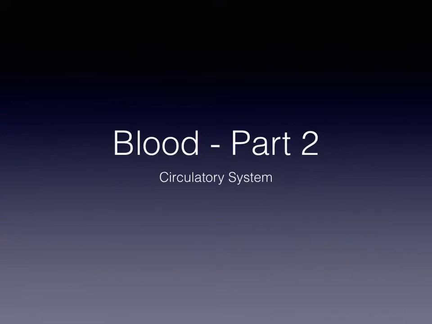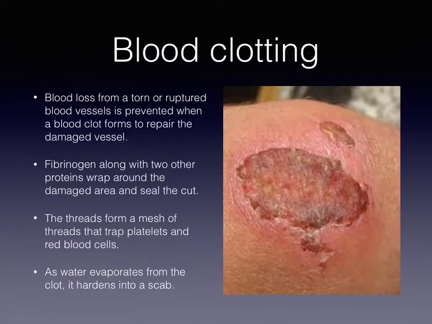Blood. Part 2. Circulatory system. Blood clotting. Blood loss from a torn or ruptured blood vessel is prevented when a blood clot forms to repair the damaged vessel. Fibrinogen, along with two other proteins, wrap around the damaged area and seal the cut. The threads form a mesh that traps platelets and red blood cells. As water evaporates from the clot, it hardens into a scab.